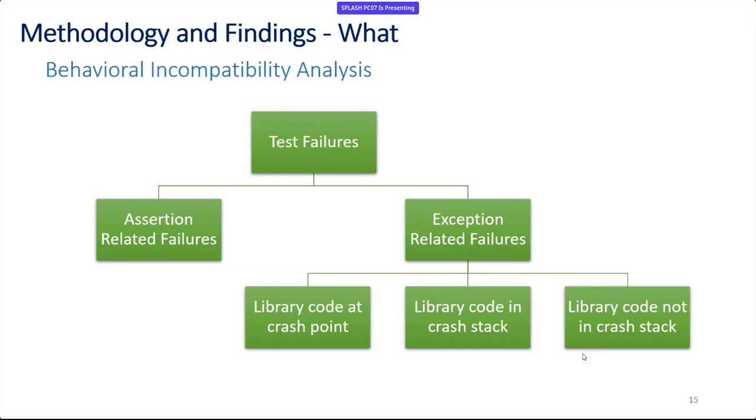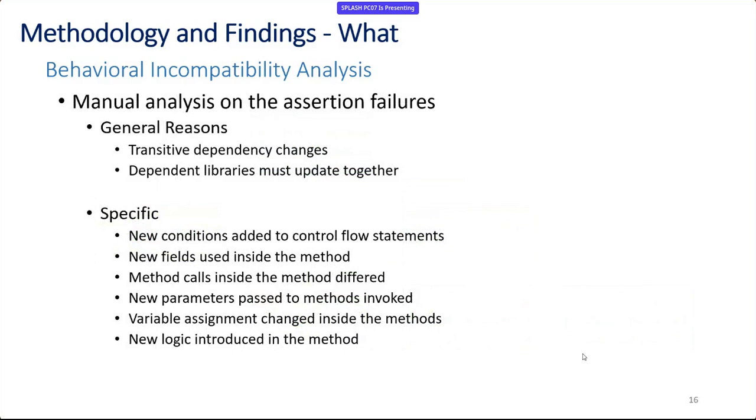We haven't analyzed this crash stack yet, but there are multiple exceptions, around 40 of them, that exist in this crash log that we have detected up to now. So we tried to analyze manually some of these assertion-related failures. The general reasons were due to transitive dependencies, or dependent libraries having to be updated together. But the specific ones were everything related to Java, basically adding a new condition, using new fields, changing the logic internally of the method.